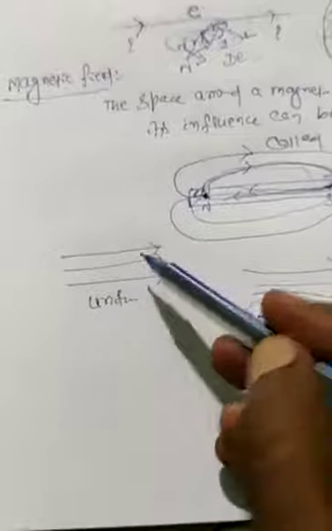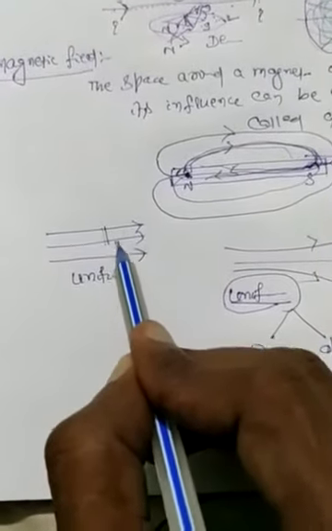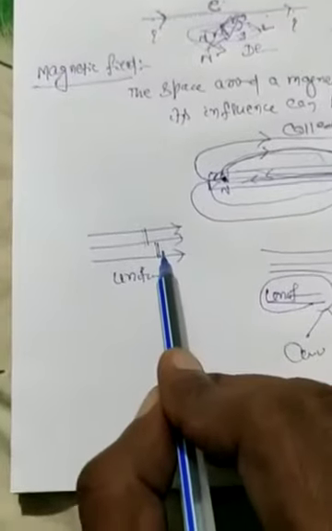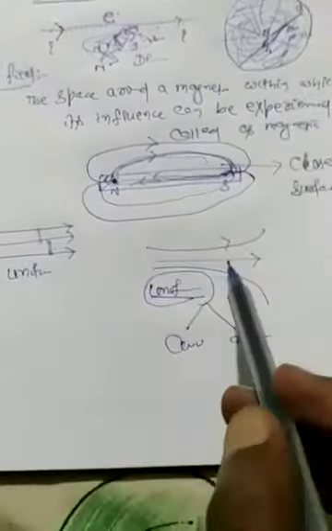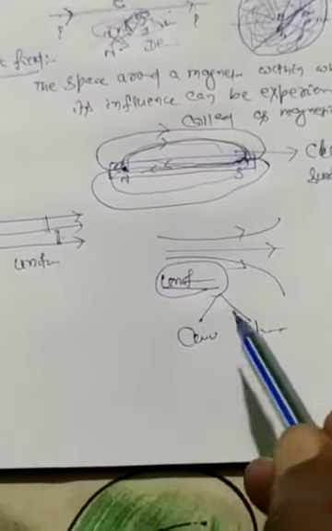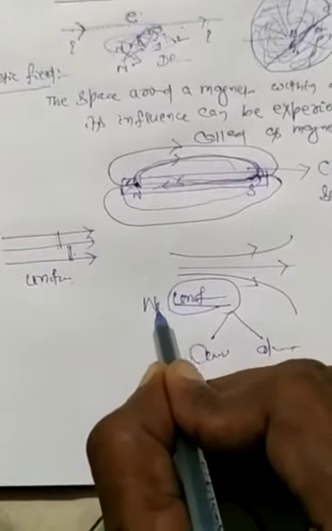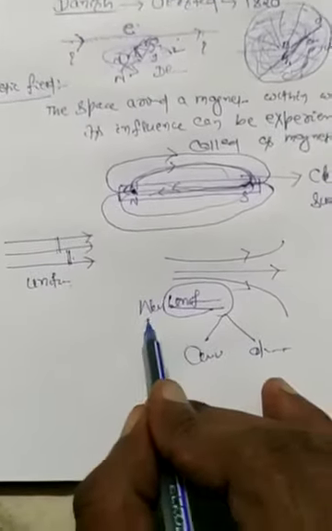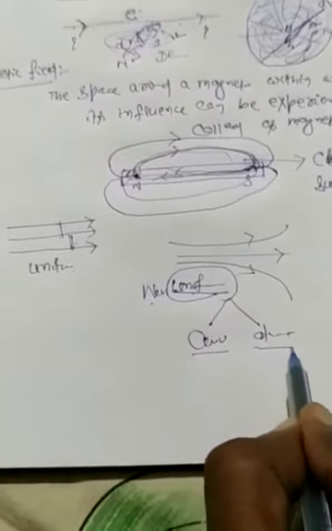If the lines of force are parallel and the gap between each line of force is equal, that is called a uniform magnetic field. And if the lines of force are not parallel and not equidistant, then it is called a non-uniform magnetic field. And this non-uniform magnetic field may converge or diverge.